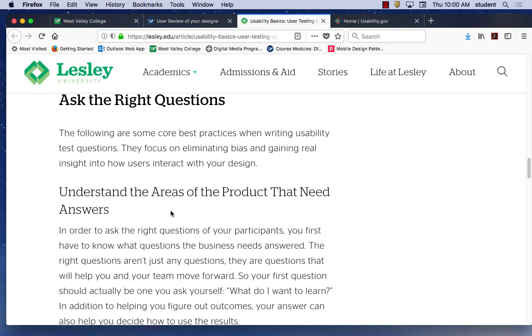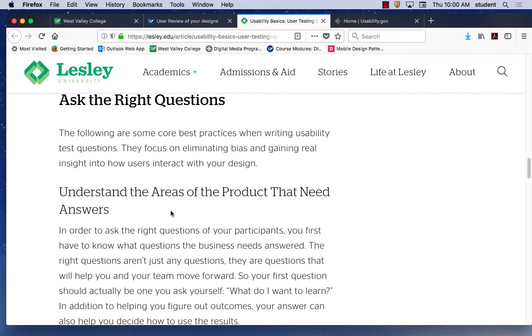Ask the right question. Understanding the areas of the product that need answers. Okay, so what in your design, I think you should think about this, what in your design is important to the product itself? Think of the goal that you want them to reach. Does the user get to the phone number to call you? Do they put the product in the cart? Things like that you can ask.